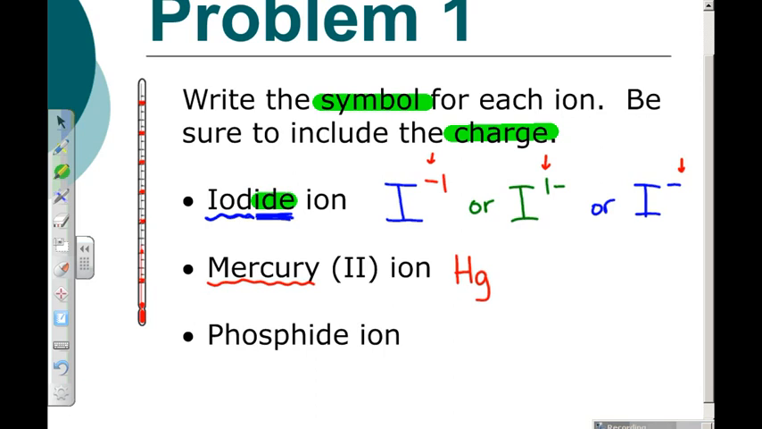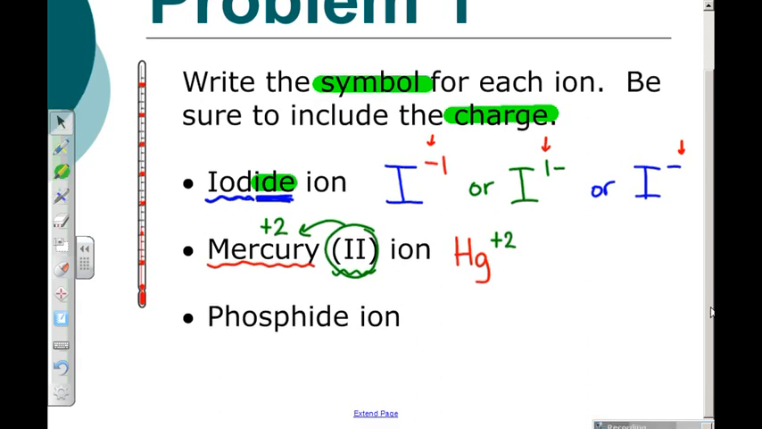Because mercury is a transition metal, it can have several different charges. For that reason, we see this Roman numeral 2. The Roman numeral 2 in parentheses is telling me that the mercury had a +2 charge, so I'm going to put that +2 up there. Remember, you could also write that as 2+ if you wanted.